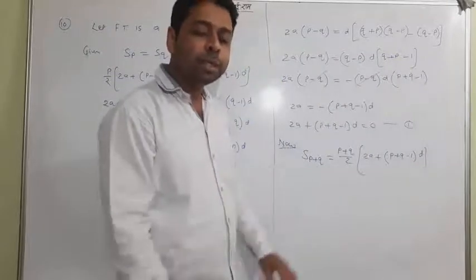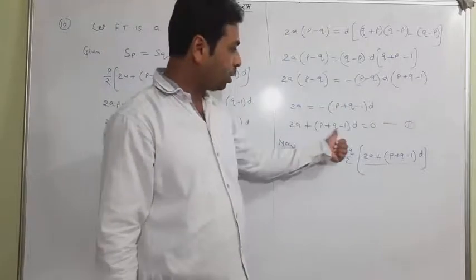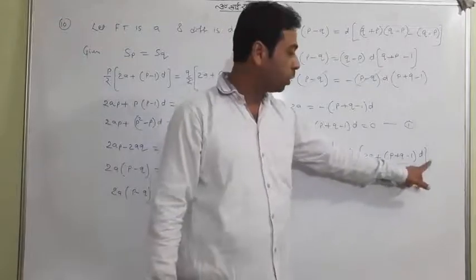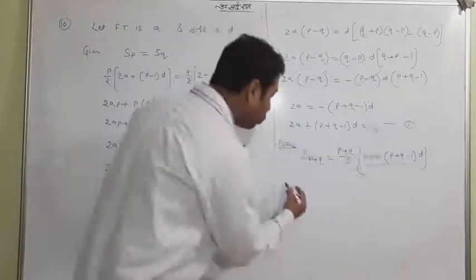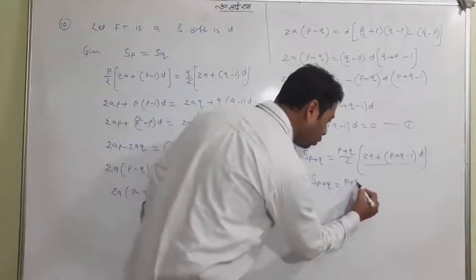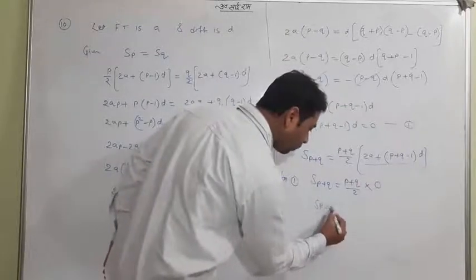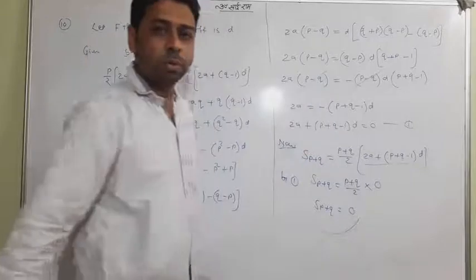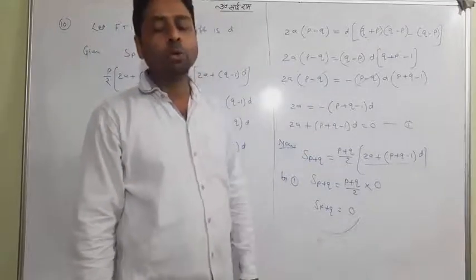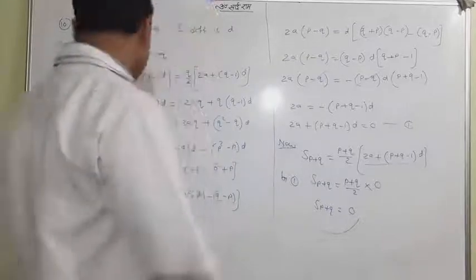And what a beautiful thing is coming now. Can you see the whole part in the bracket? It is exactly the same as this one: 2a plus (P plus Q minus 1)d, which is actually equal to 0. So S of P plus Q is equal to (P plus Q) by 2 into this whole part, which is 0. When you multiply, the whole will be 0. It's funny that the answer comes after doing very hard work, but it is actually a good question and a good answer. So students, hope you have got it till here.